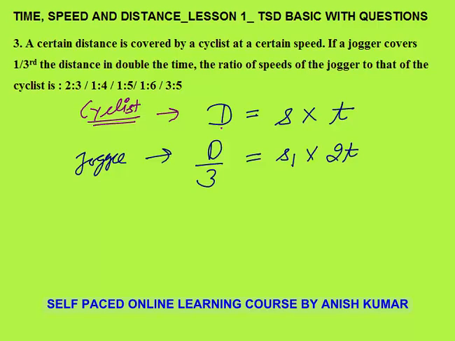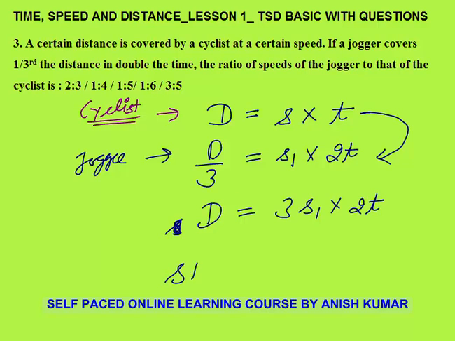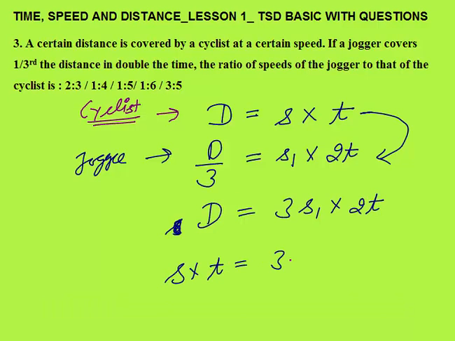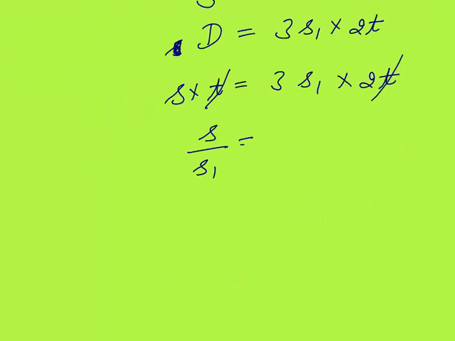Now put the value of d in the second equation. First d would be 3s1 into 2t, cross multiply. Put the value of d. D value was s into t, equals 3s1 into 2t. Now t and t will cancel out. S upon s1 would be 6 by 1.